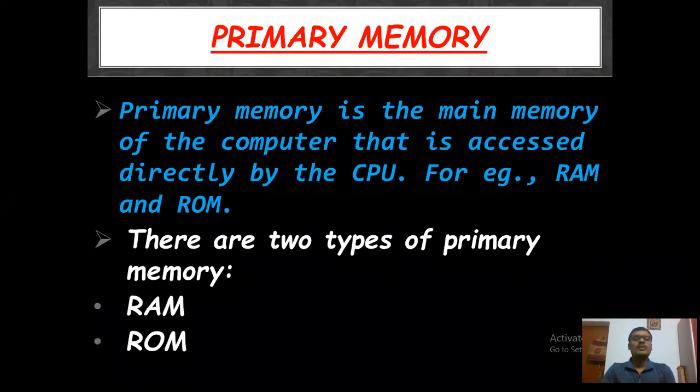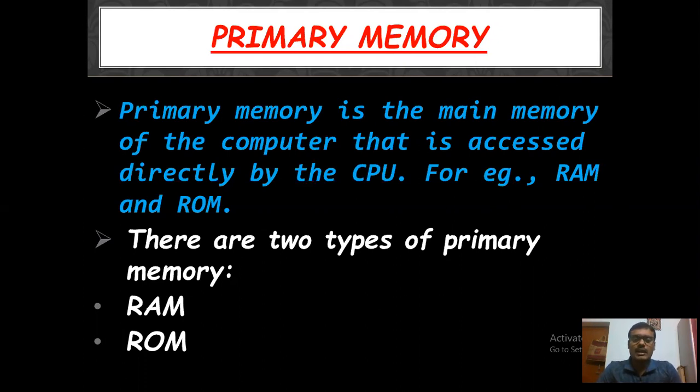Now coming to the primary memory. Primary memory is the main memory of the computer that is accessed directly by the CPU, for example RAM and ROM. It is known as the main memory of the CPU. Why is it known as main memory? Because it is the fastest memory of the computer. And there are two types of primary memory, RAM and ROM. Why is it fastest? Because it can be accessed directly by the CPU.